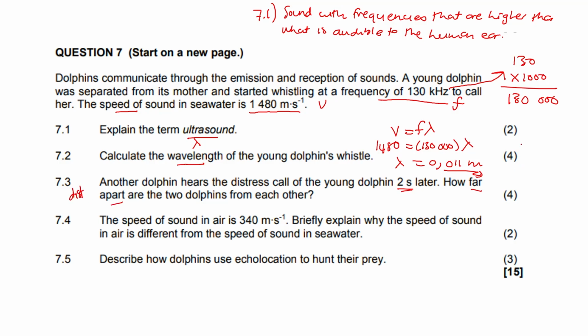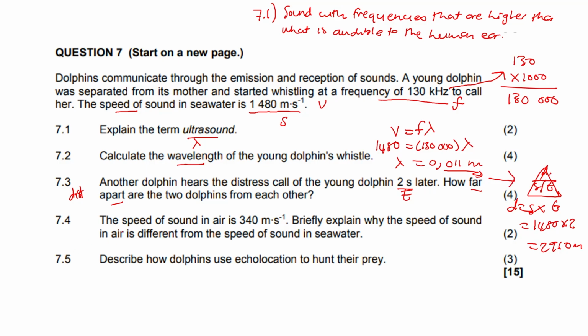All right, so what do we have? We have our time. This is time. But remember, we also have the speed of sound here. So we have speed, so we can use our basic distance formula. Remember our little triangle. So we have distance, and we want speed times time. So speed is 1480 times 2, and that will give us 2,960 meters.